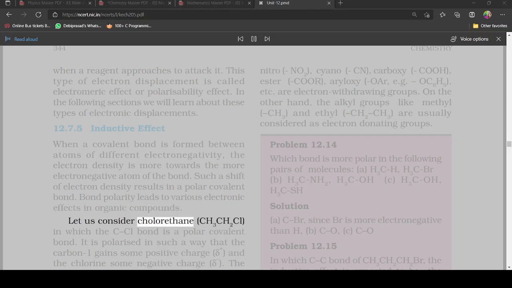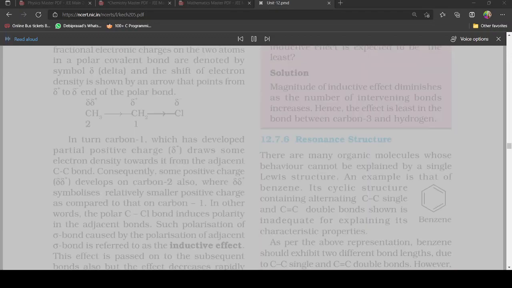Let us consider chloroethane, CH3CH2Cl, in which the C-Cl bond is a polar covalent bond. It is polarized in such a way that the carbon 1 gains some positive charge, delta plus, and the chlorine some negative charge, delta minus. The fractional electronic charges on the two atoms in a polar covalent bond are denoted by the symbol delta, and the shift of electron density is shown by an arrow that points from delta plus to delta minus end of the polar bond.